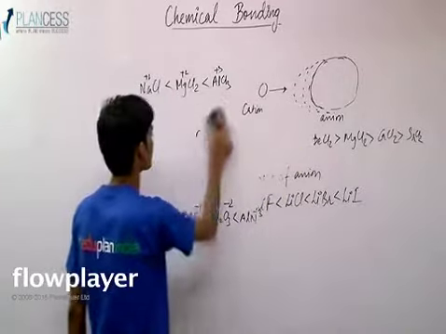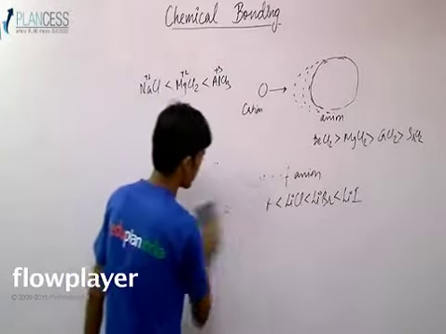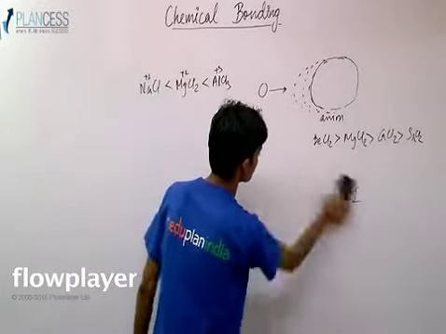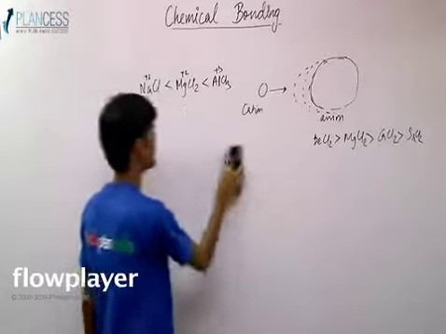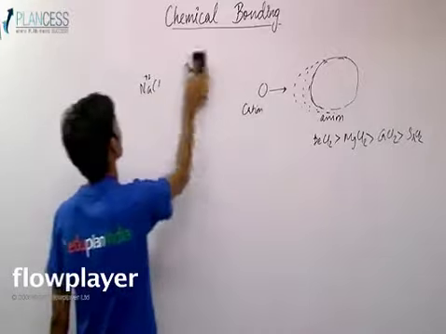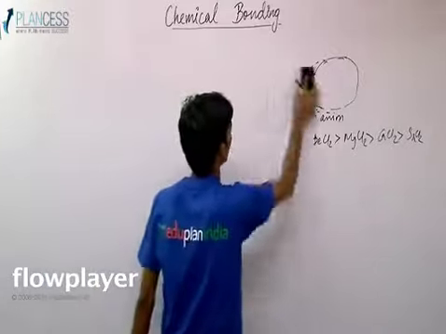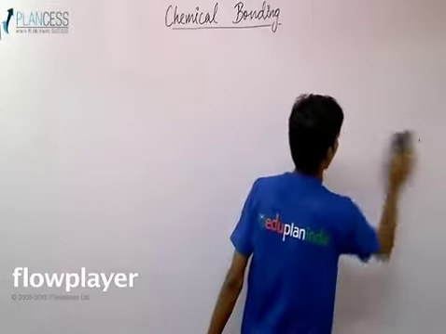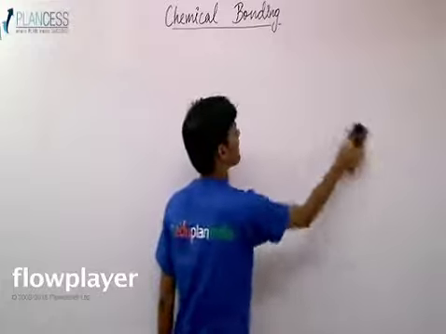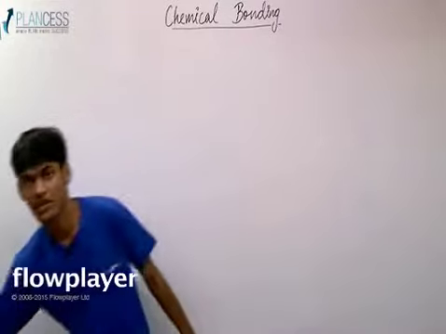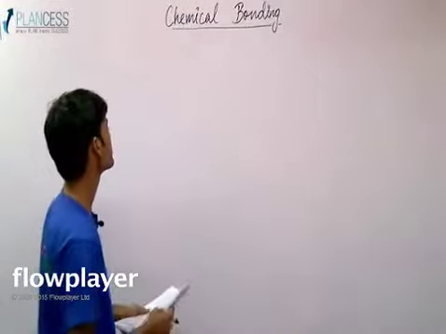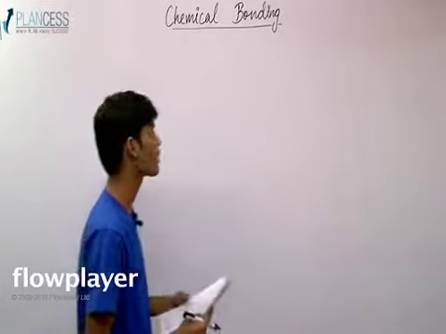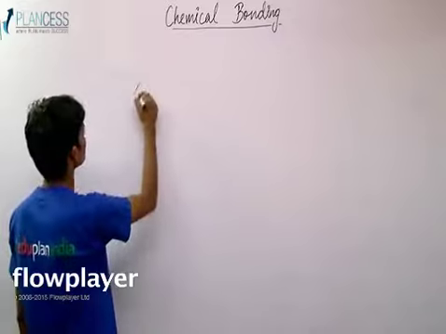Apart from these four factors, there is one more factor called the pseudo inert gas configuration, which also determines the polarization power of the cation. It is not asked in JEE till now, but it can be asked because it is not that trivial. So the fifth factor on which the covalent character in an ionic compound depends is the pseudo inert gas configuration. Let us consider Cu+.